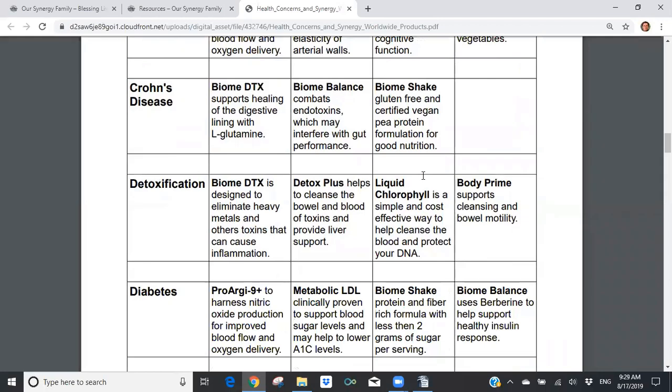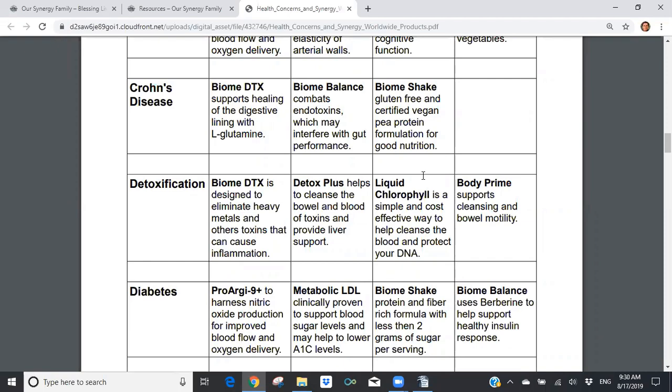From a diabetic standpoint, again, I'm a firm believer that Progenate Plus is the product that you want them on first and foremost. And then because Metabolic LDL has been clinically proven to support blood sugar levels and may actually lower A1C levels, that would be another great second choice. The Biome Shake would be another good choice because in the formulation, there's less than 2 grams of sugar. In fact, I think I'd have to go and look at this, but I think it's now even listed as less than 1 gram of sugar per serving.